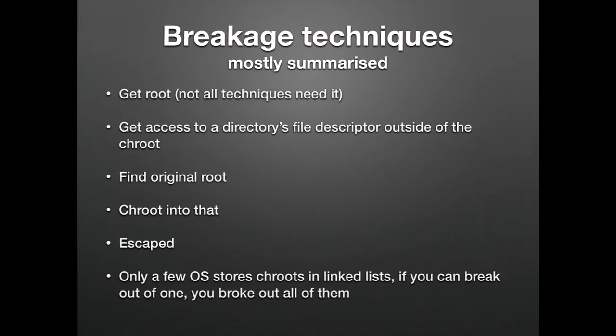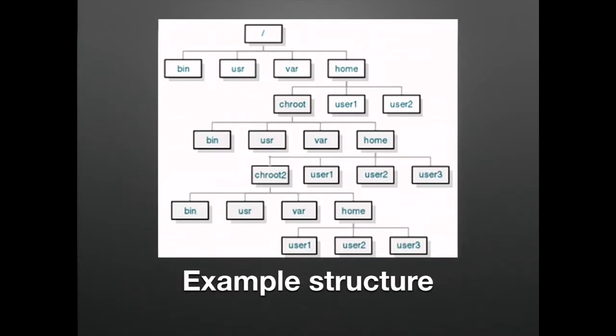But this is a really highly summarized version of what I just explained. Like I told you before, Linux only stores the vnode in an entry of the process structure, but for example FreeBSD stores a linked list. So if you break out from one chroot to another, you won't be able to access the original root. But I'm going to show you that.